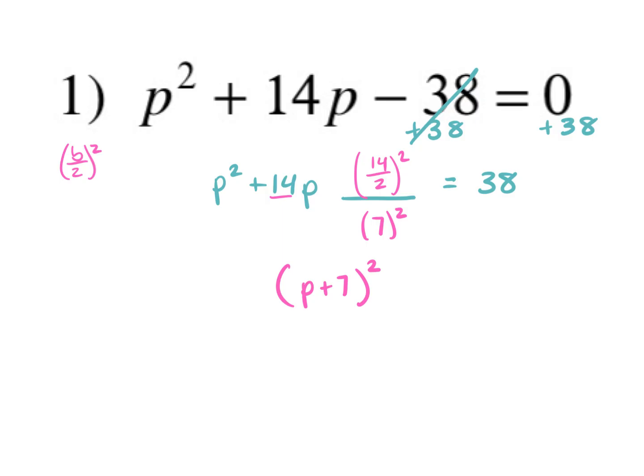What do we do next? Awesome. 7 squared is 49. So I'm adding 49 on the left side. I also have to add 49 to the right side. So we're going to add these two together. What's 38 plus 49? 87. 87. Awesome.